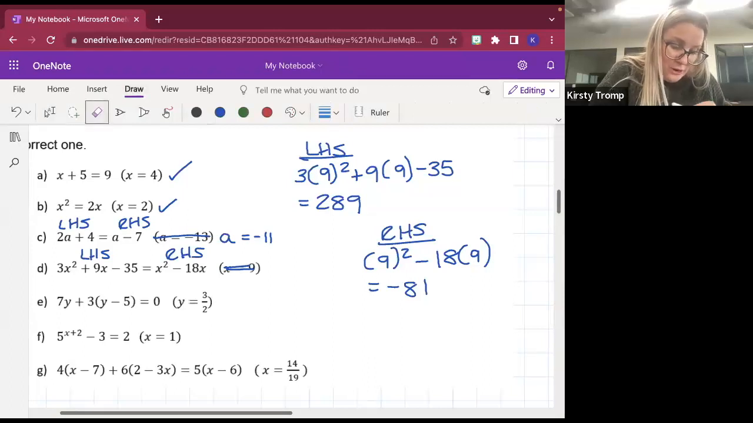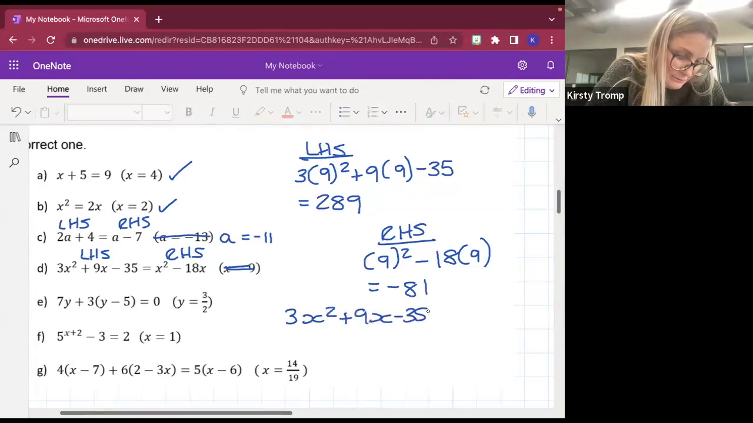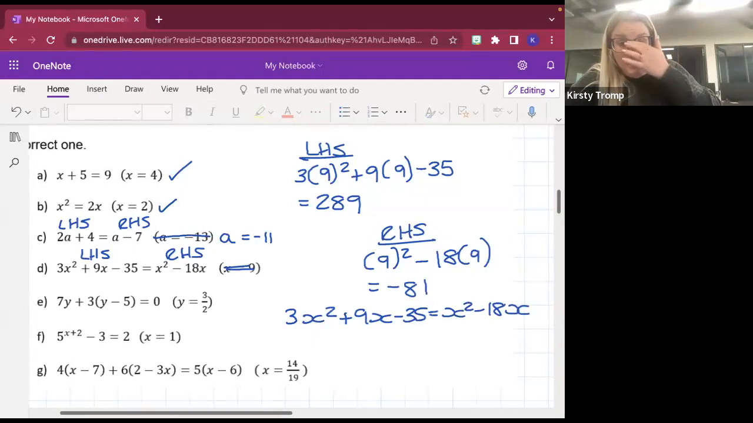All right. I'll try to do it on the bottom here. So I've got 3x squared plus 9x minus 35 is equal to x squared minus 18x. So when we are doing equations and we see that we've got x squareds in our equation, the one thing we're going to want to do is take everything over to one side.